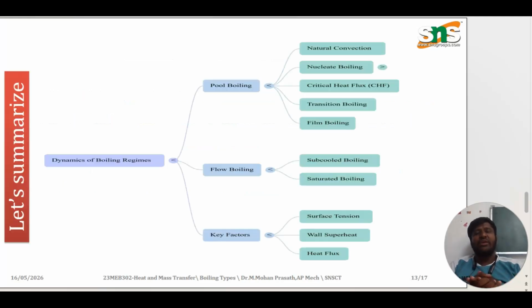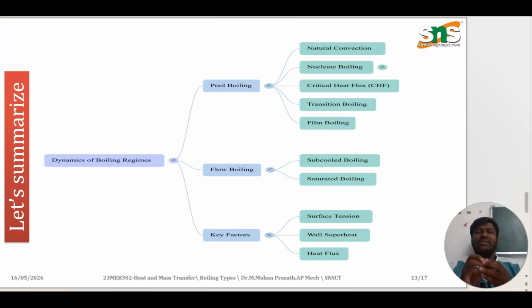Next, coming to the summary: boiling is one of the stages of phase change, which occurs from the change of state from liquid to vapor. Boiling is not a single process; it occurs in distinct regimes. There are three types of regimes, which include nucleate boiling, transition boiling, and finally film boiling. In nucleate boiling, there is a formation of bubbles when heat is added to the liquid.